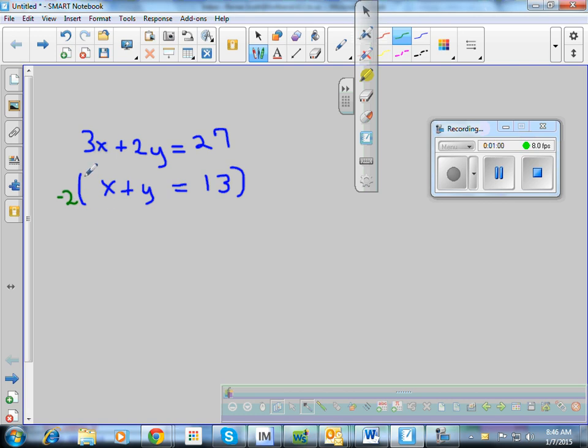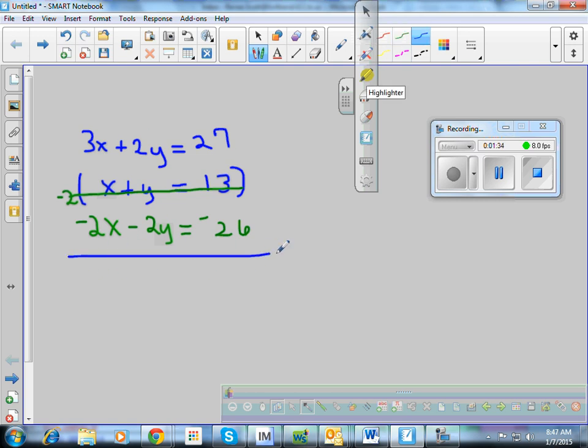So let's do it. -2 times x will give you -2x, and this will be minus 2y equals -2 times 13, which is -26. Okay, now we're able to eliminate. So I don't want to confuse you, so I'm just going to draw a line through this because we don't need it anymore. Now we need to just work with the blue and the green problem here.